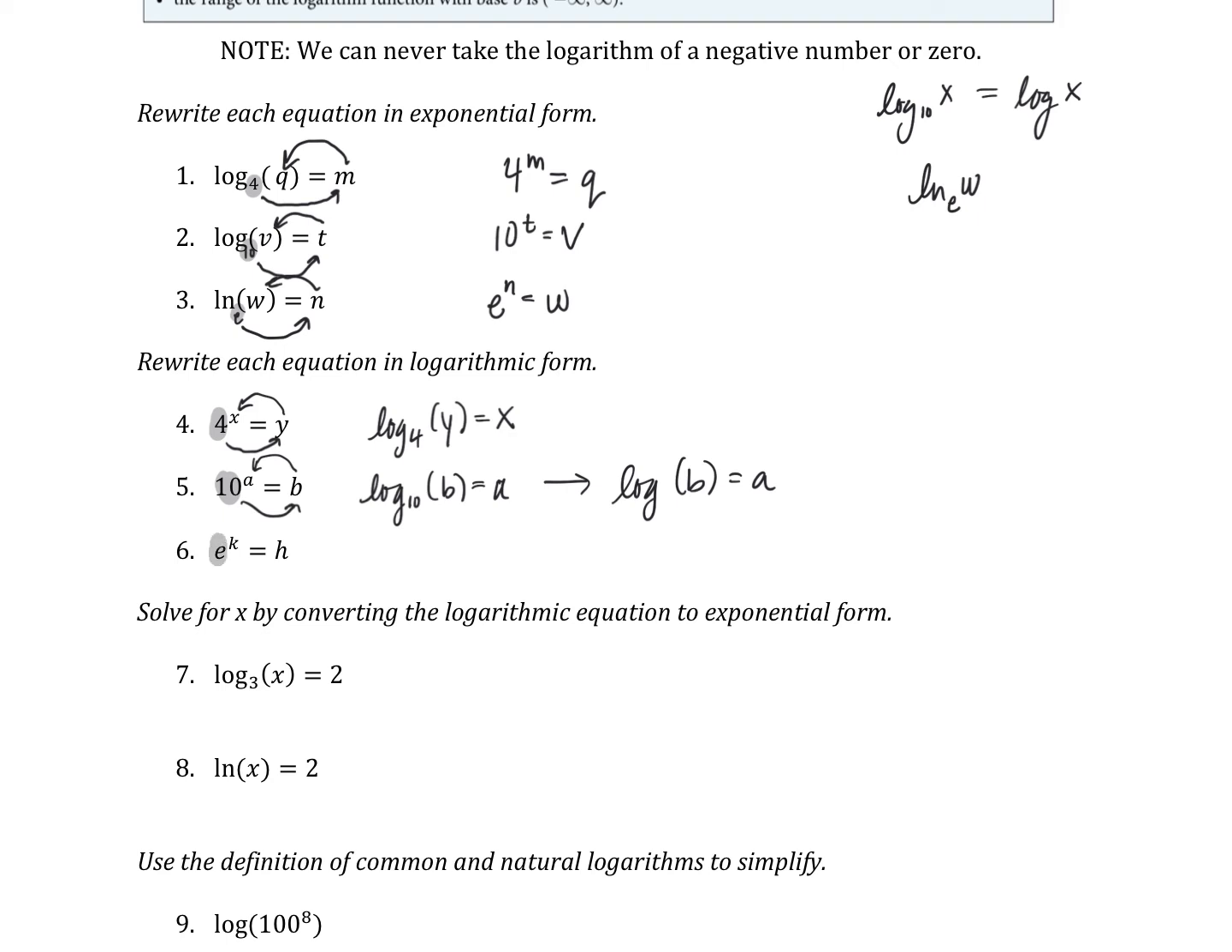All right, identify the base. It's e. When you see e, you need to use natural log. If you use the regular log, you won't earn credit because you need to know that natural log goes with e. So the natural log base e of h is equal to k. Again, the e is understood to be there, so you shouldn't write it. You should just have the natural log of h equals k.